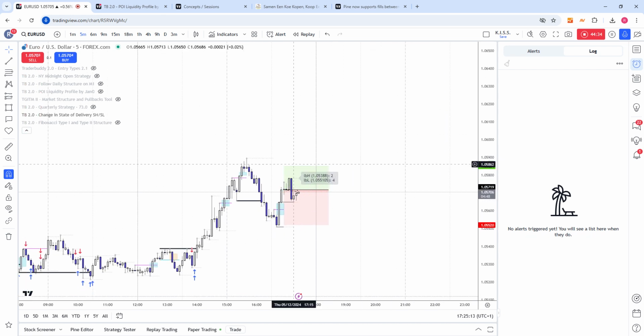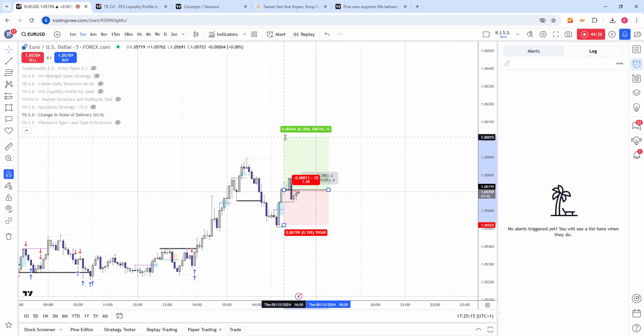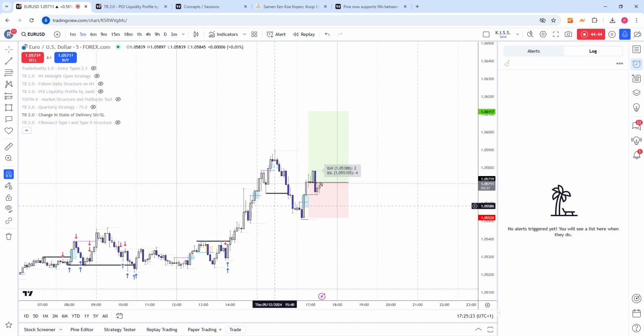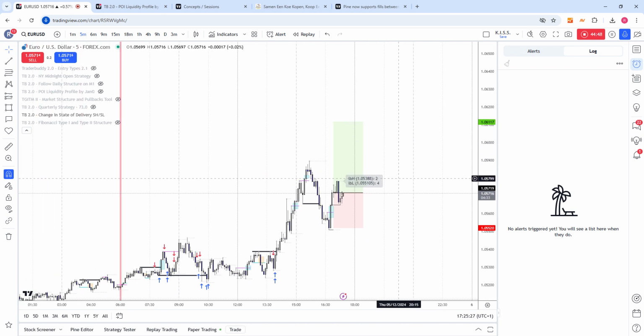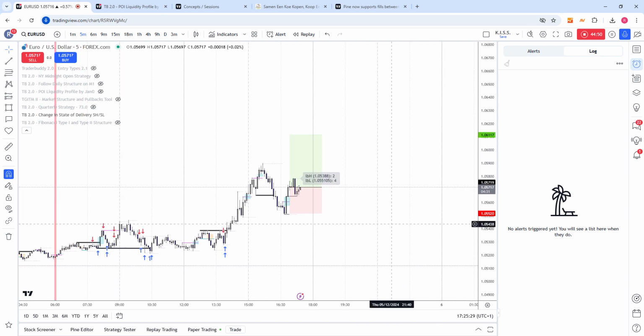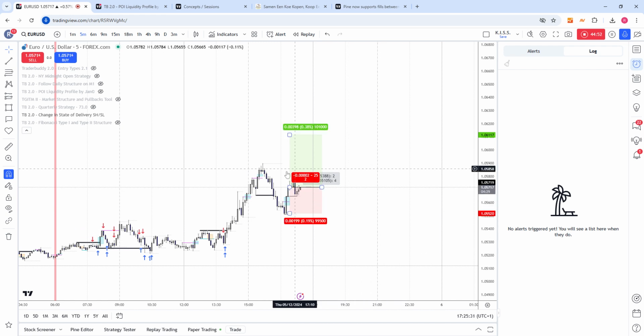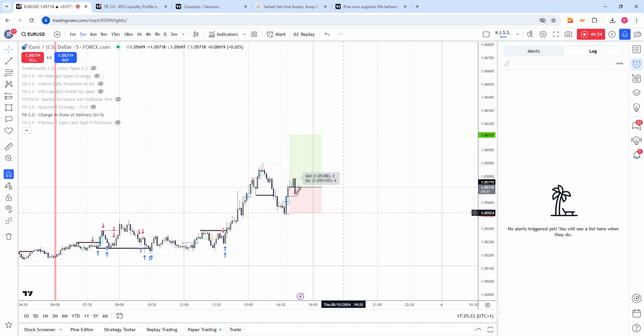But this could be a valid entry, and you have to go for 2R, which is 40 pips. I don't see at the end of a session a 40 pip run, but well, who am I? But I don't see it, so I won't trade this setup.